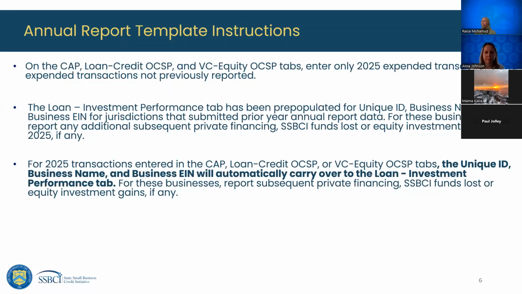So for those businesses from previous years that were reported, if there is any SSBCI funds lost, equity investments gained, subsequent private financing for those transactions in 2025, that should be reported on the loan investment performance tab. And also for new 2025 transactions entered onto the annual template, they're going to automatically carry over to the loan investment performance tab. And so for those 2025 transactions, you should also input subsequent private financing, SSBCI funds lost, or equity investments gained in 2025, if there is any.